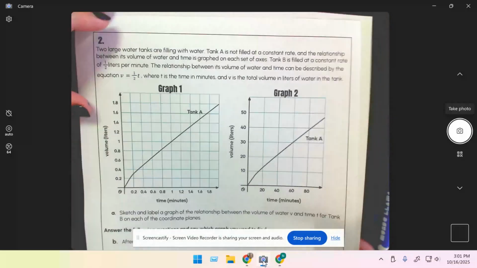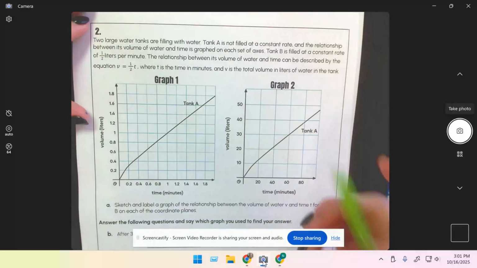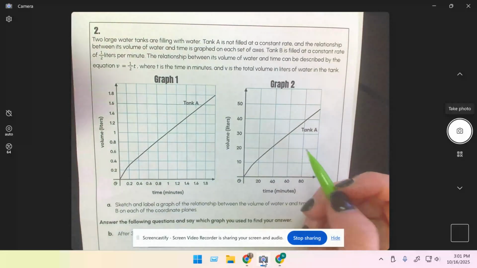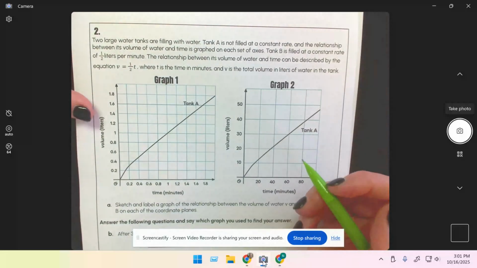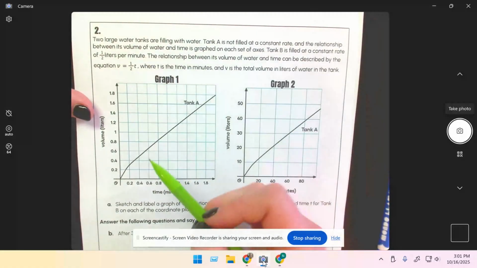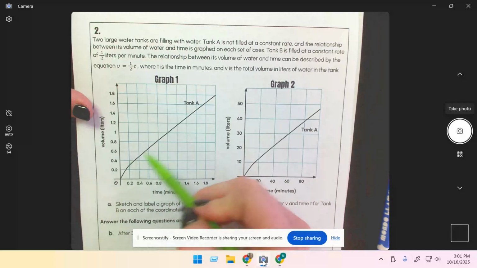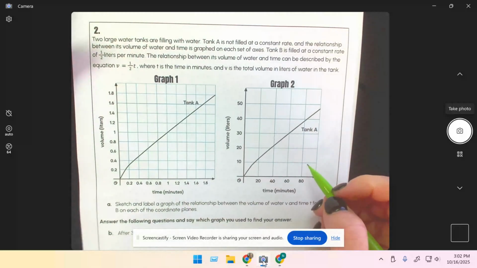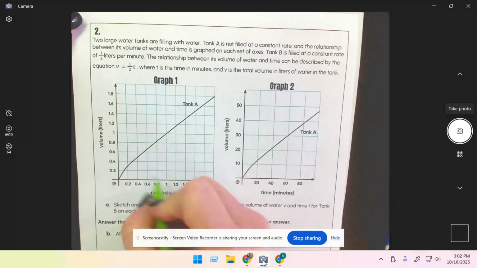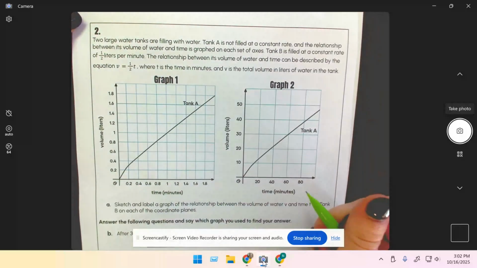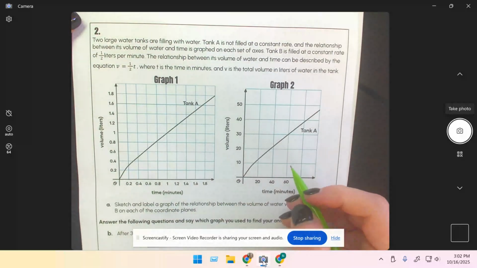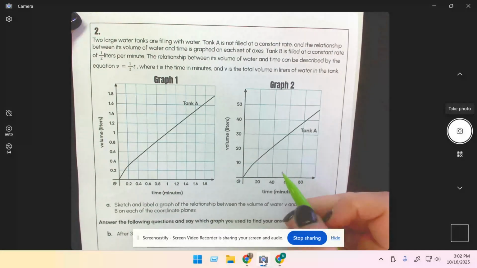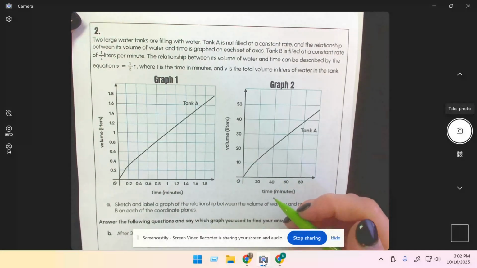All right. So question 2. 2 large tanks of water are filling with water. Tank A is not filled at a constant rate, and you can see that by the curve in the line. That means it's not constant. And the relationship between the volume of water and time is labeled. So X is time, Y is water, liters. Tank B filled at a constant rate of 0.5 liters per minute.